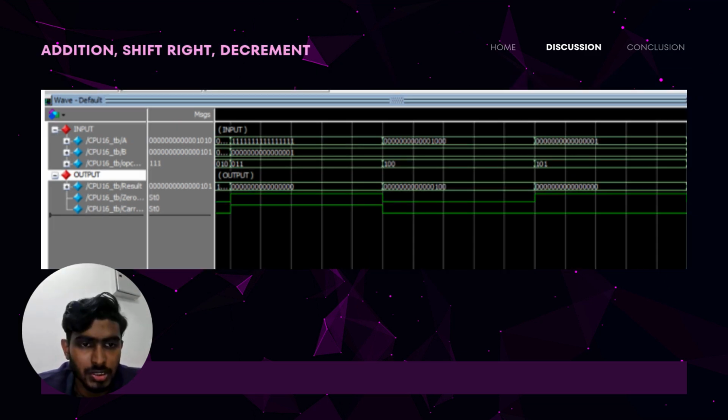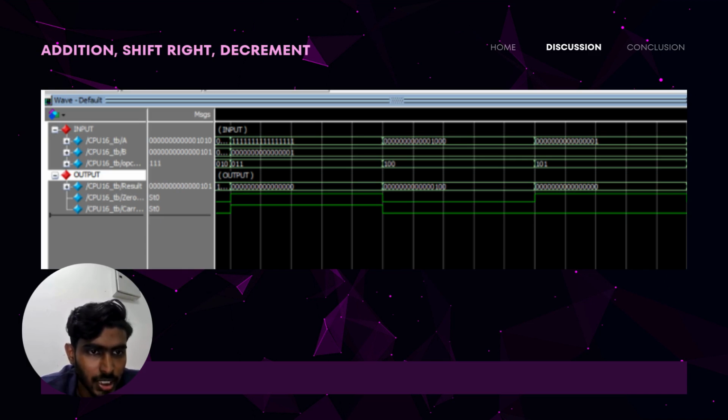Okay, so this is for our addition. We have used the opcode 011. For all the bits in the input A we use 1, and for B we use only the LSB as 1. So when you add all this, every value becomes 0, and then the 17th bit will have the value of 1. So the 17th bit will become the carry flag, and since all the output values are 0, it will become the zero flag. And the next one is shift right.